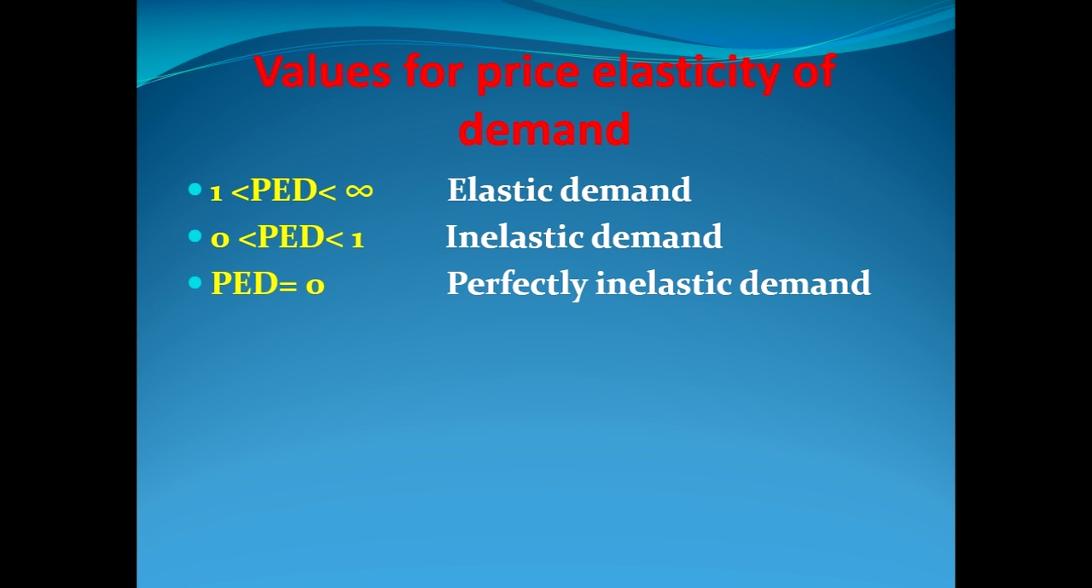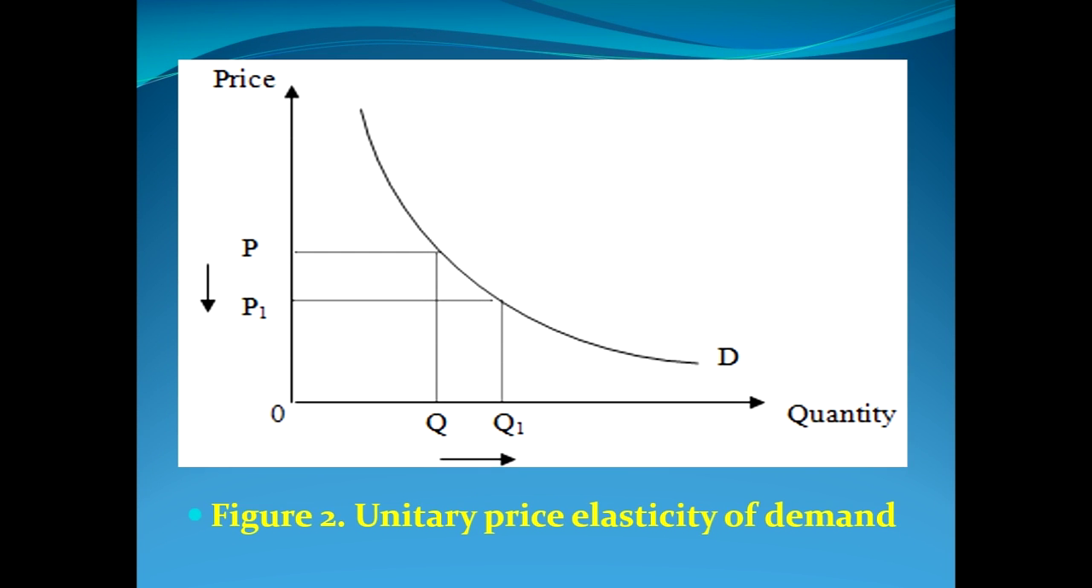Unitary elasticity of demand happens when a change in price causes an equal percentage change in quantity demanded, given a PED figure of minus 1. In this case, it's 1 because we're ignoring the negative. If price rose by 6%, quantity demanded fell by 6%. And unitary price elasticity of demand is illustrated by a rectangular hyperbola. Look at this figure number 2.